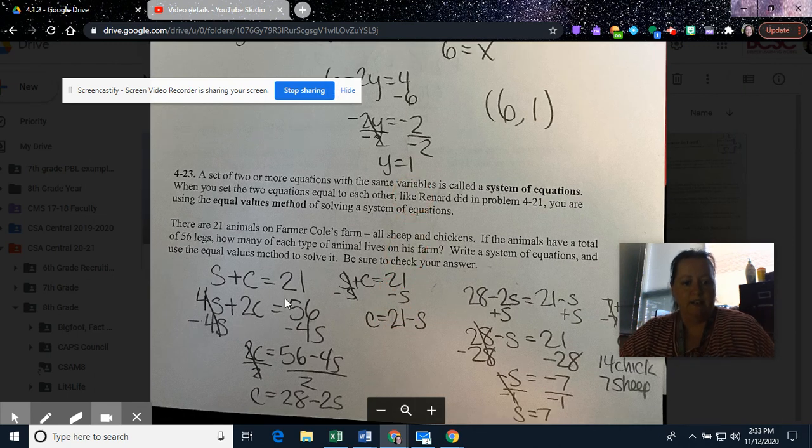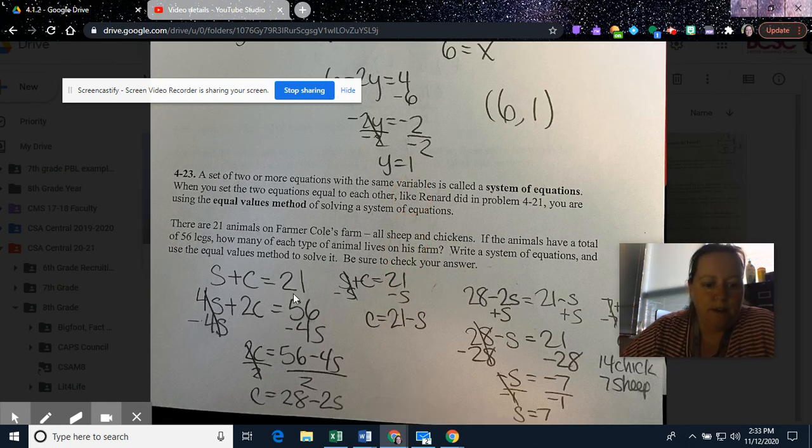So, looking here, we know that there were 21 animals on the farm. That means sheep plus chicken equals 21. The other thing that we know is that sheep have 4 legs and chickens have 2. So 4s will give you all the legs of the sheep, plus all the legs of the chickens, which have to equal 56. So step 1 is to solve the equations.